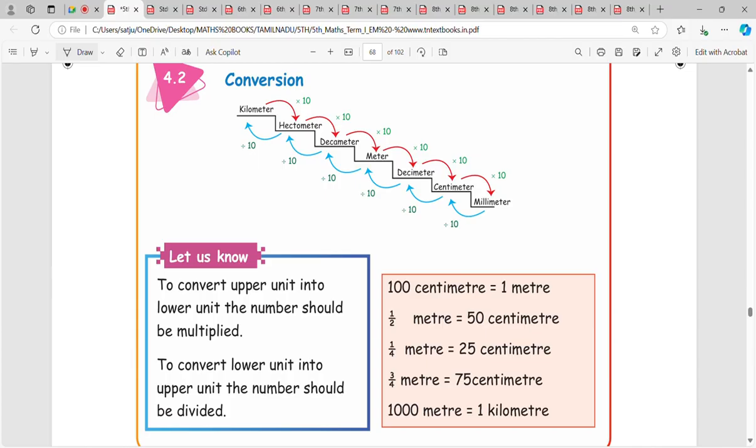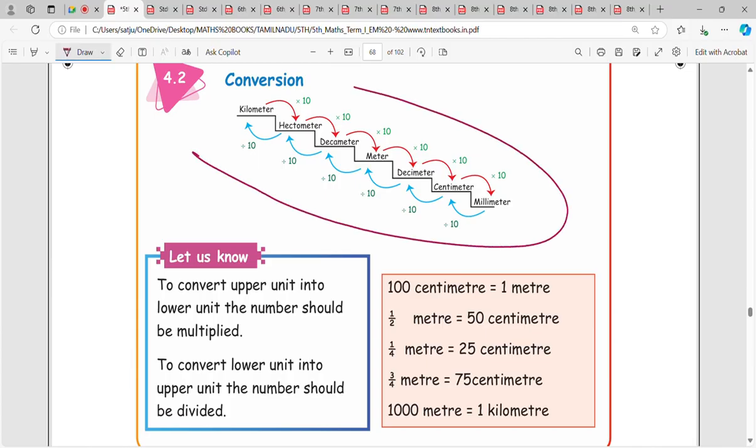See, this diagram plays a very vital role. Those who are doing a diagram, please take this conversion. Also, you can mark this in your notes. How to do these things. See, in this step, you need to divide. Here, you need to multiply. In a simple manner, they are providing you this diagram. So, please take this one.